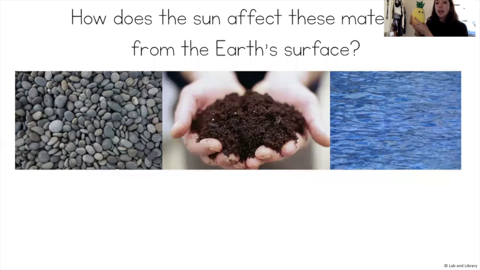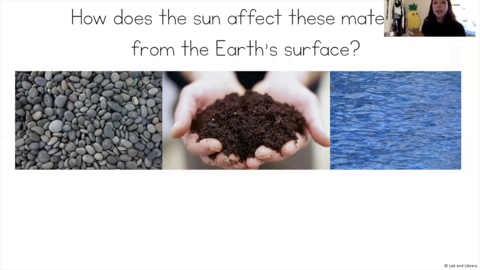On this side it says, how does the sun affect these materials from Earth's surface? So this is what we're going to be talking about today. I would explain to my students that we are going to be exploring and observing how the sun affects the materials on Earth's surface that we are using today. So these materials would be, the first picture, rocks. We're going to be learning about soil, and then we're going to be learning about water.